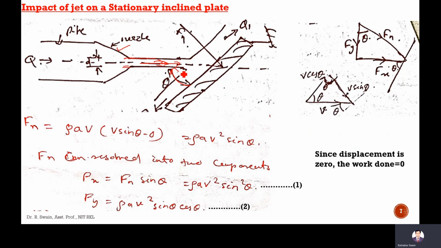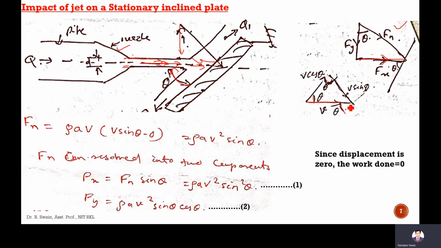So here there will be one force in the x direction, that is Fx, one force normal to this plate, that is Fn, and one force in the vertical direction, that is Fy. The velocity in this direction will be V. If this is theta, this is the V, this is B, then this will be theta.